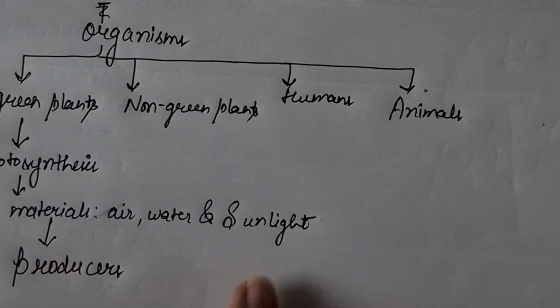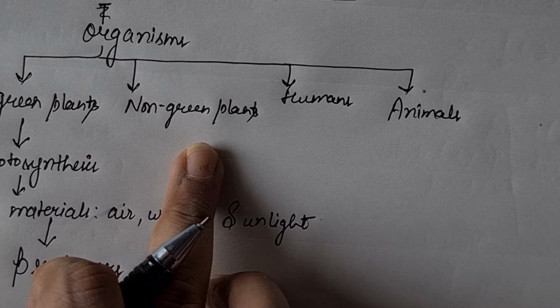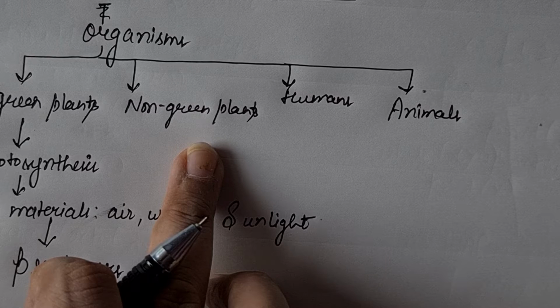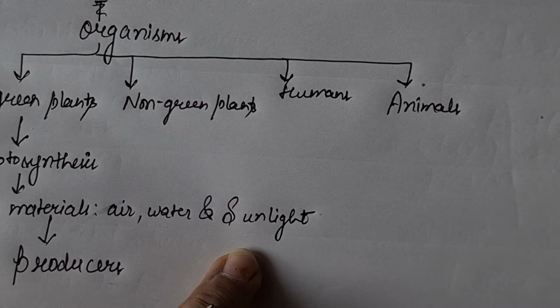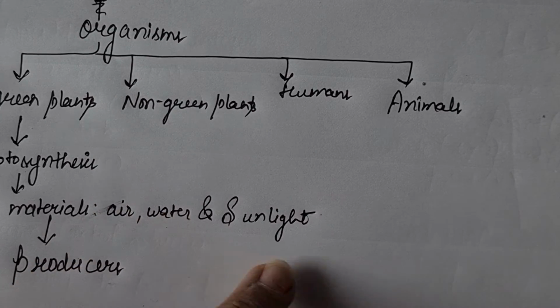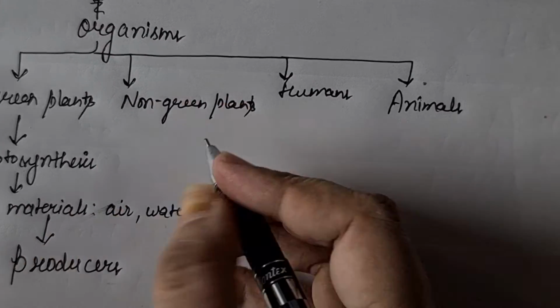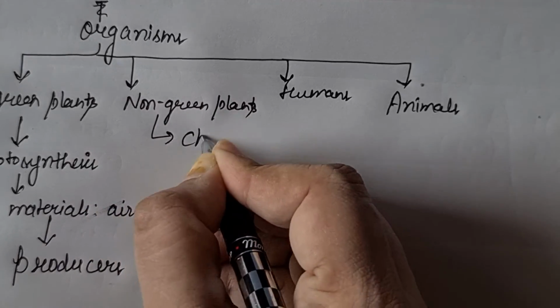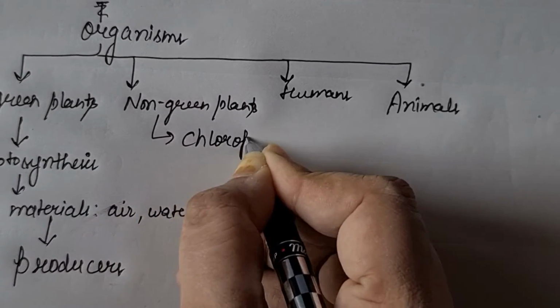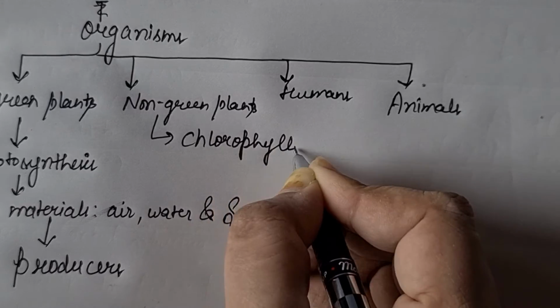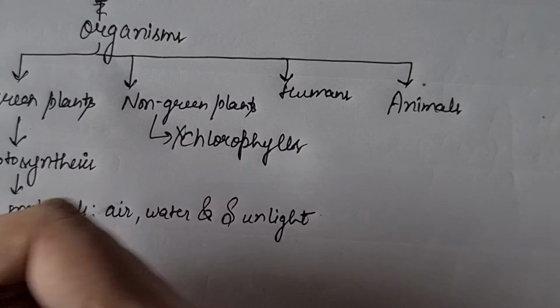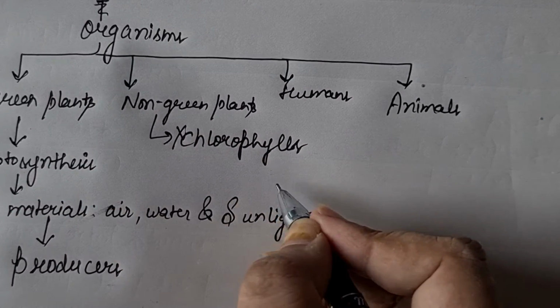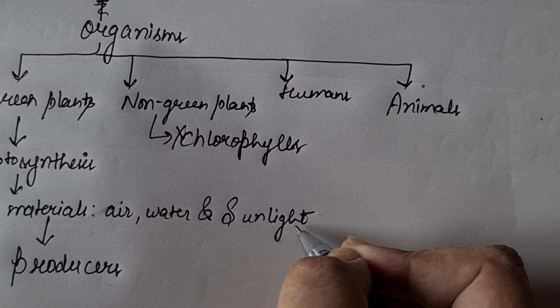So, what about non-green plants? Non-green plants don't have chlorophyll. Chlorophyll is the green pigment of the leaves. It is used to absorb the sunlight. Non-green plants don't have chlorophyll. That's why they can't absorb the sunlight.